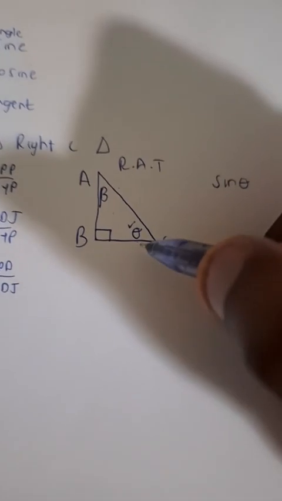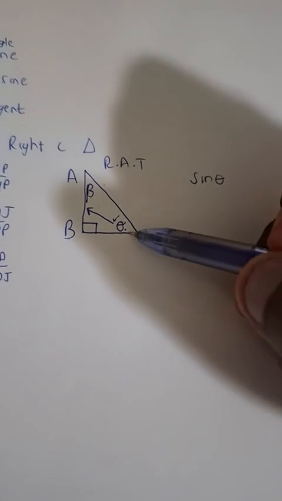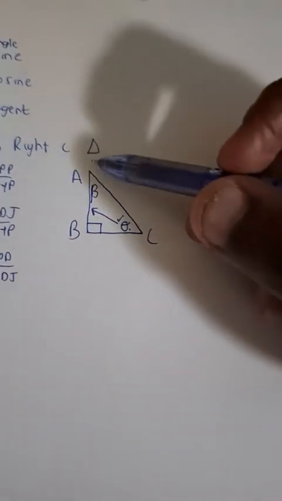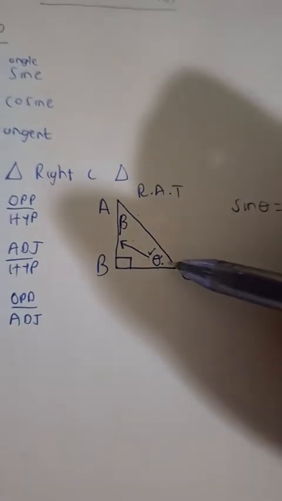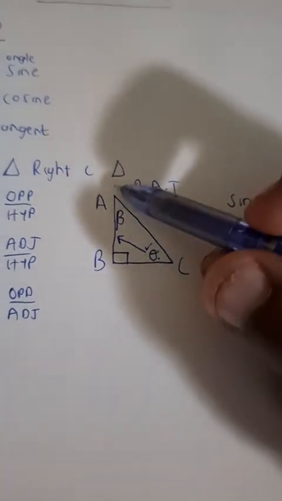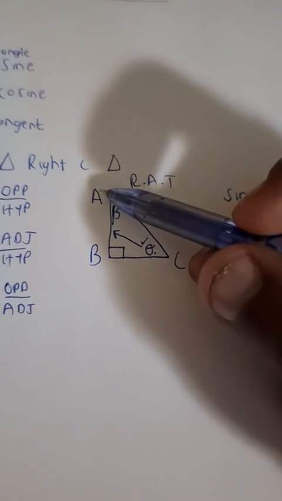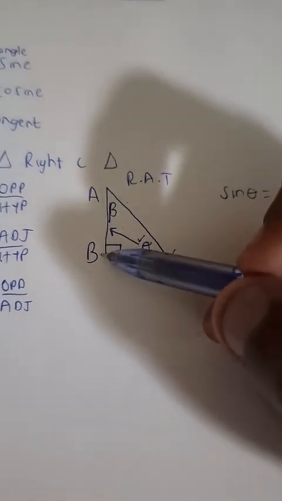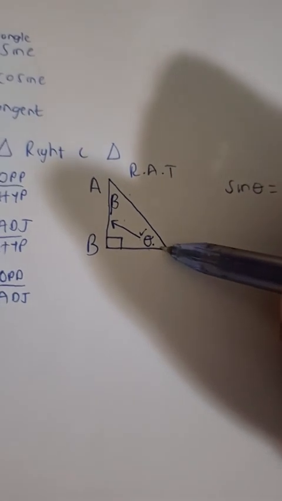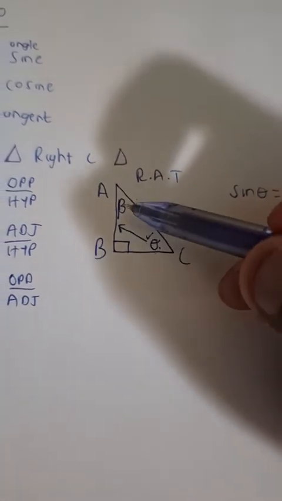So what we do is we go to the angle and then we ask ourselves, what side is opposite angle theta? Guys, the side that is opposite angle theta is the side AB. So we would say sine theta is equal to AB. Why AB? Because theta is opposite AB. So AB is what we refer to as the opposite side in reference to the angle theta.